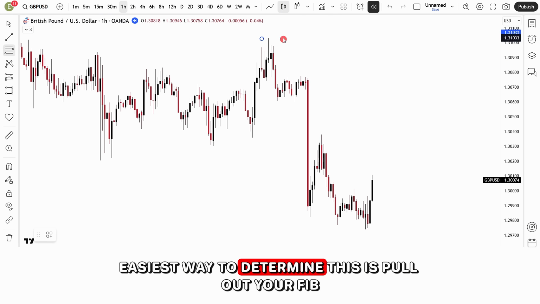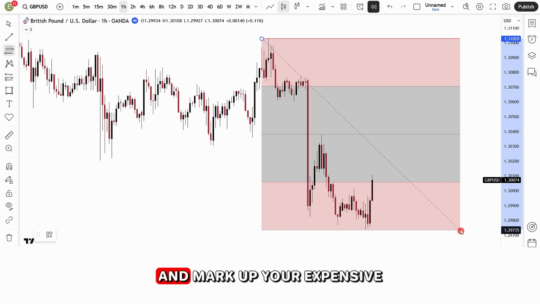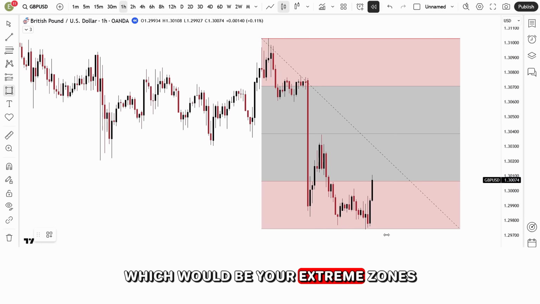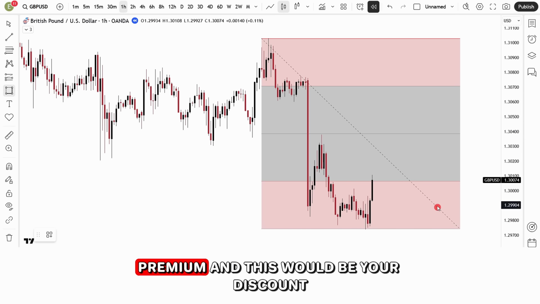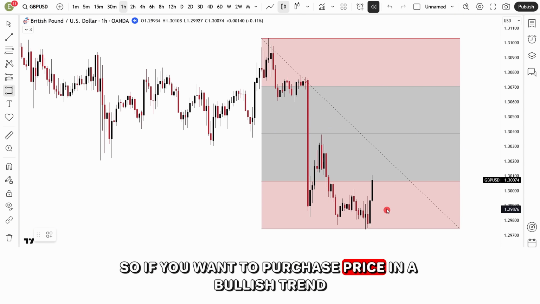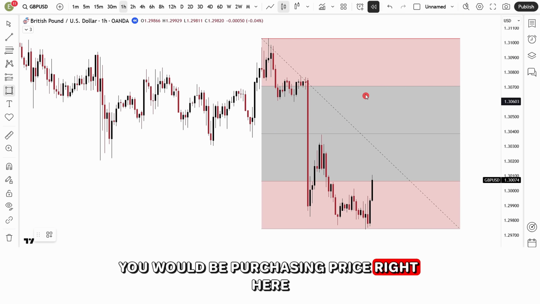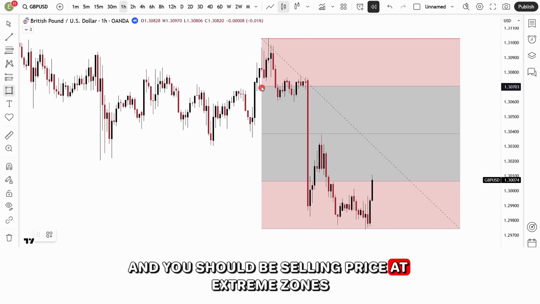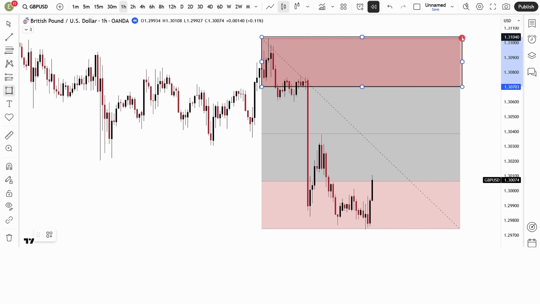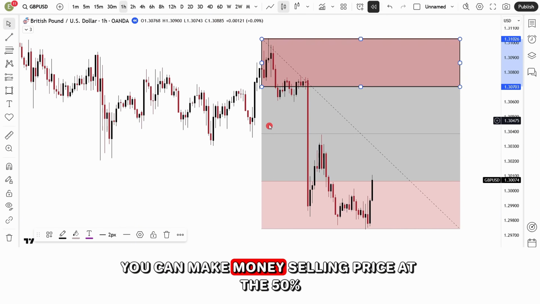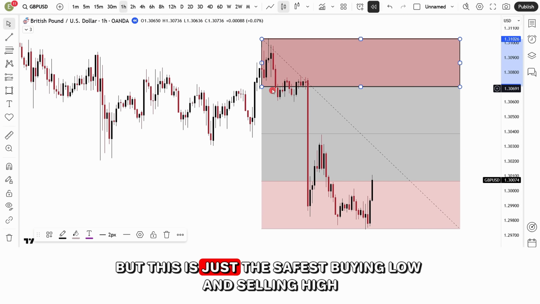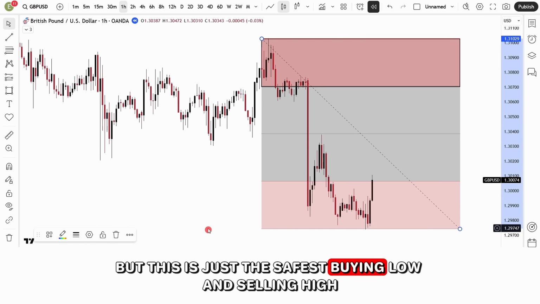The easiest way to determine this is to pull out your fib and mark up where price is considered expensive, which would be your extreme zones. This would be your premium, and this would be your discount. If you want to purchase price in a bullish trend, you would be purchasing price right here, or even counter, to be honest. And you should be selling price at extreme zones. I'm sure you can make money selling price at the 50% fair price or in other zones, but this is just the safest. Buying low and selling high.